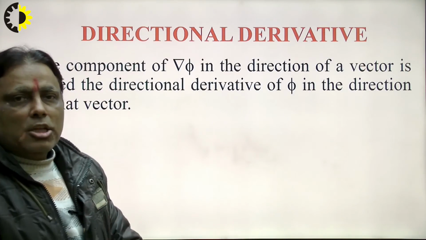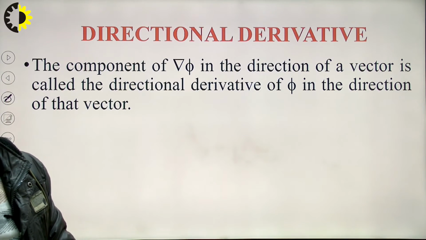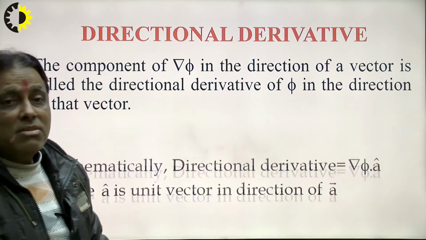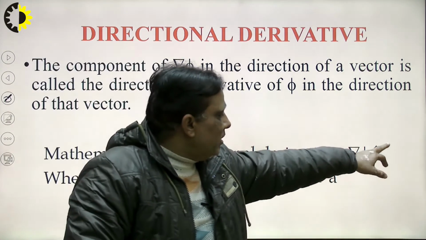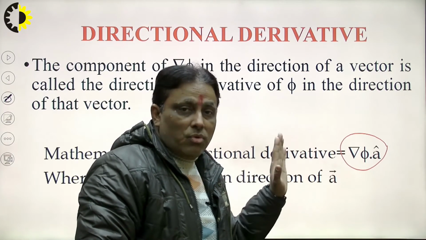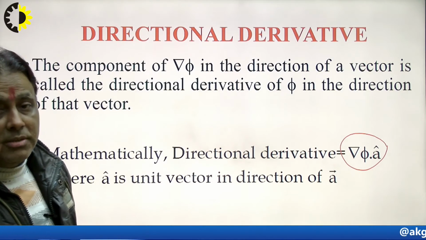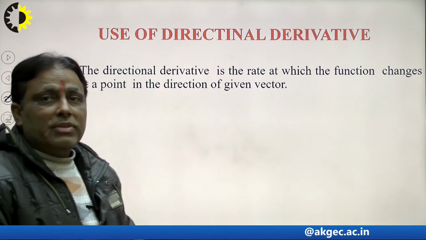I explain here, the component of del phi in the direction of a vector is called the directional derivative of phi in the direction of that vector. Mathematically, it is del phi dot a cap, that means phi in the direction of a, where a cap is the unit vector in the direction of the vector. I explained just now, right? Use of the directional derivative.